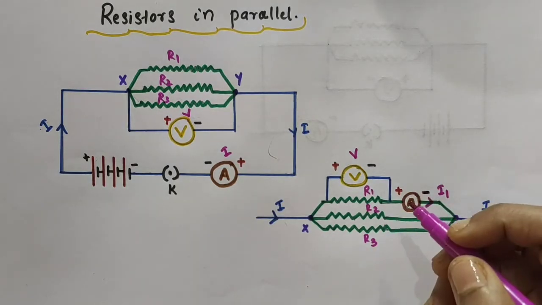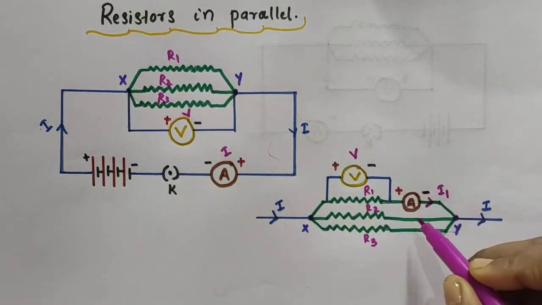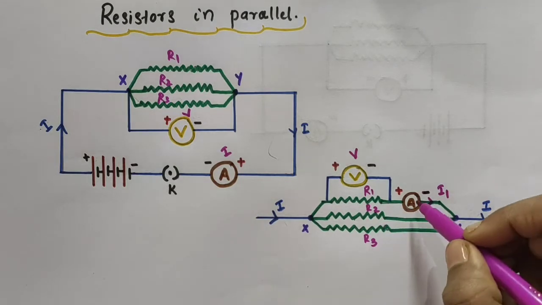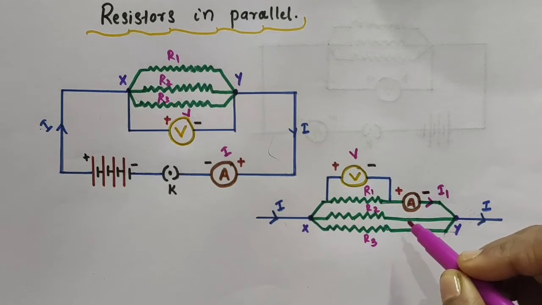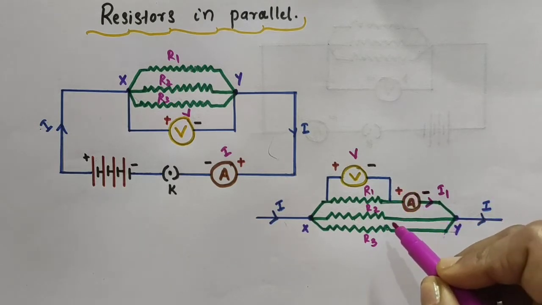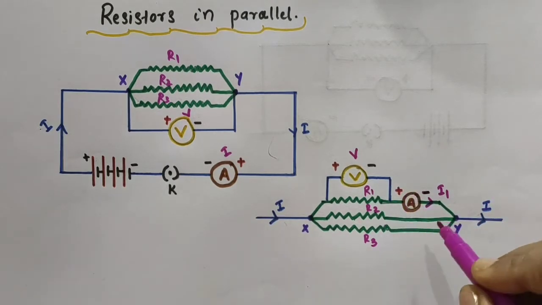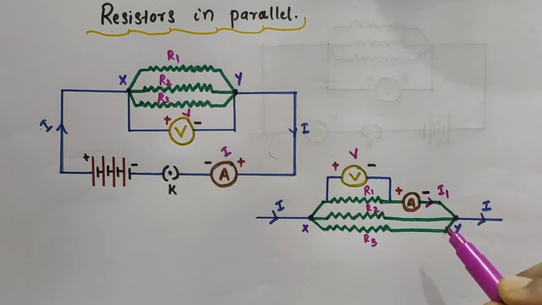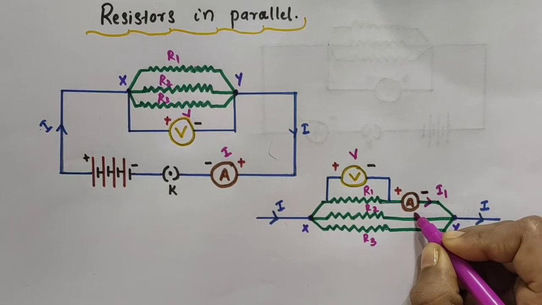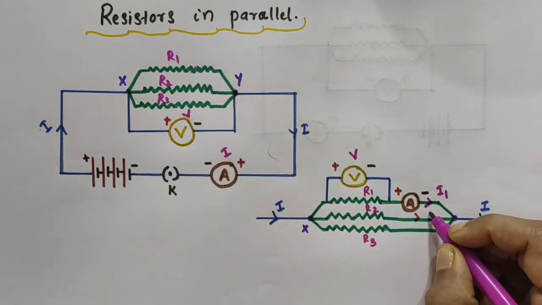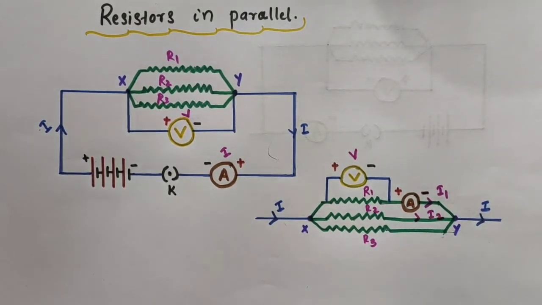Next we want to connect this ammeter in series with the second resistor. We just remove it from here, then connect it in series with the second resistor, just like this. Then the ammeter will show some reading, no? That will be the current flowing through the second resistor. So let that current flowing through the second resistor be I2.